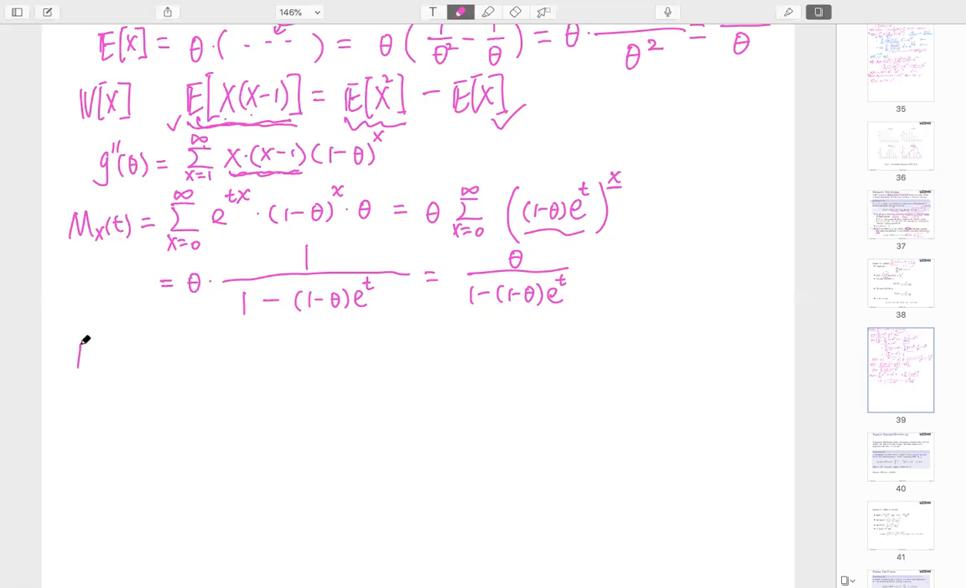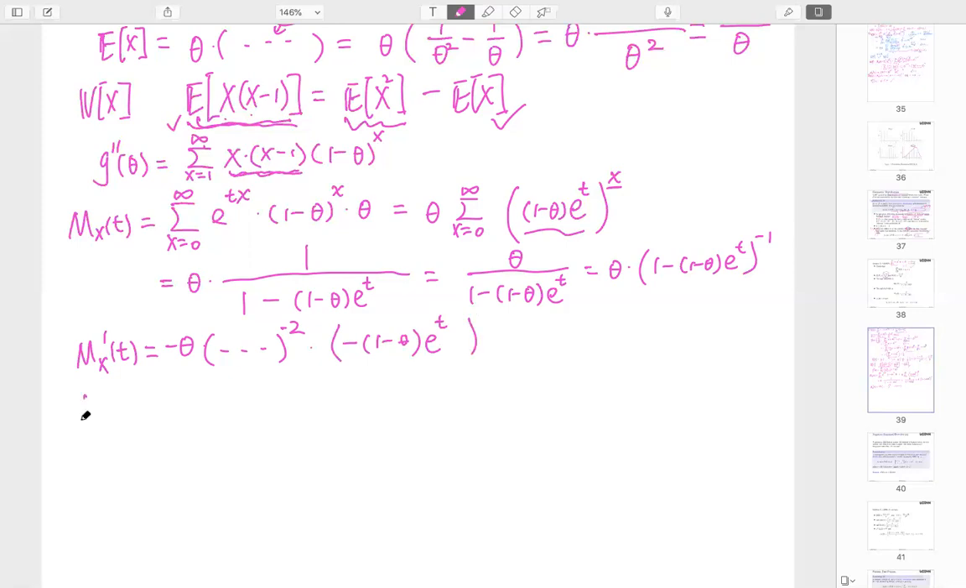So if I want to differentiate, what do I get? If you write this in negative power, right? Okay, we can differentiate, we get a negative in front, and this entire term becomes -2. And then by applying the chain rule, we will get -1 times 1 minus theta times e to the power t.